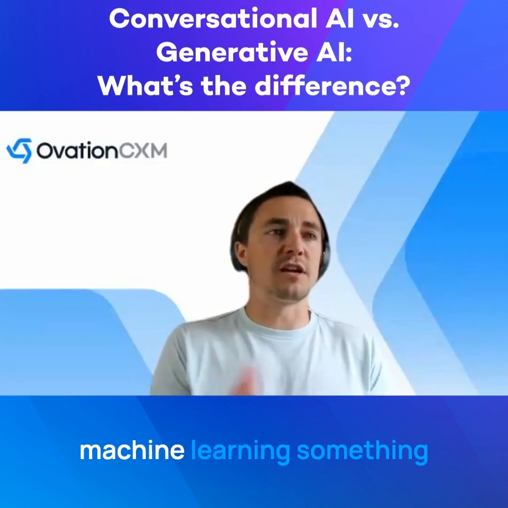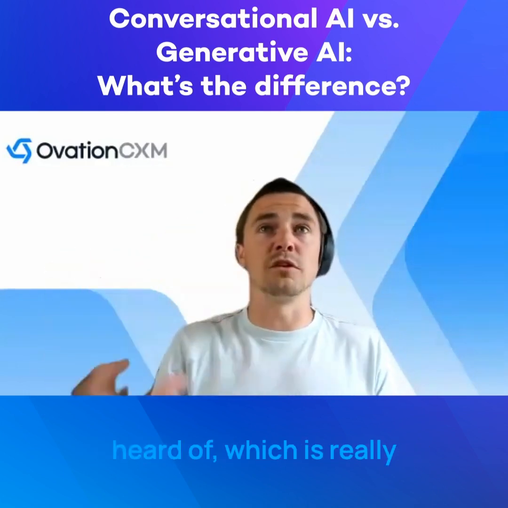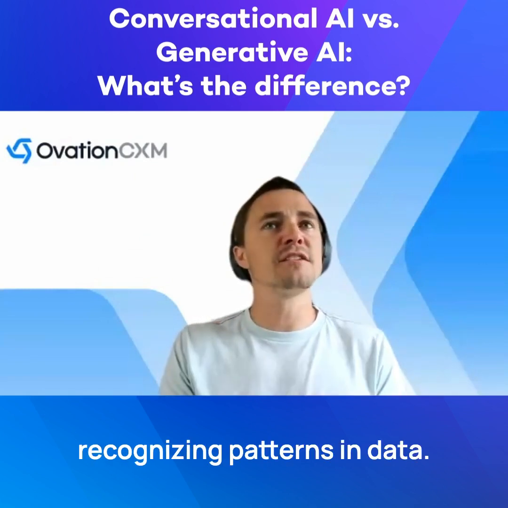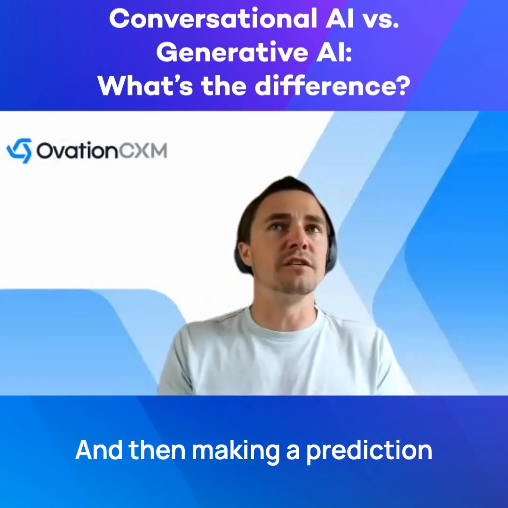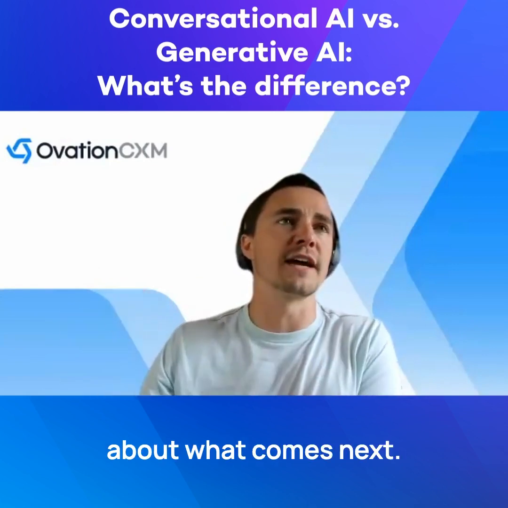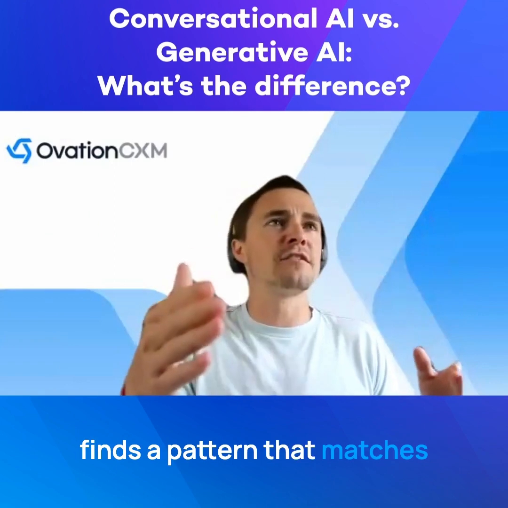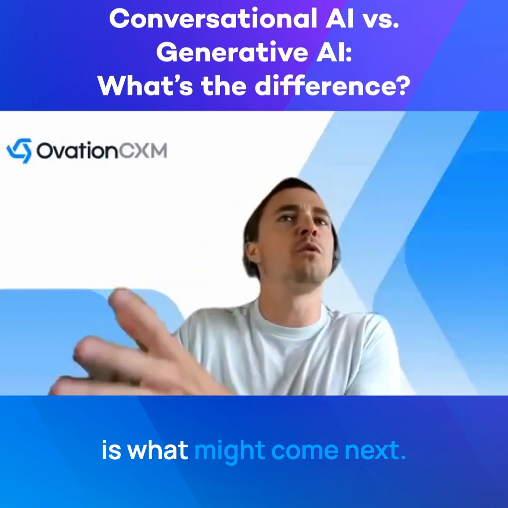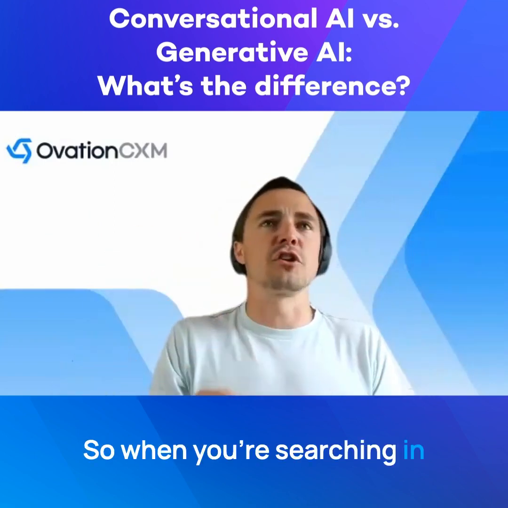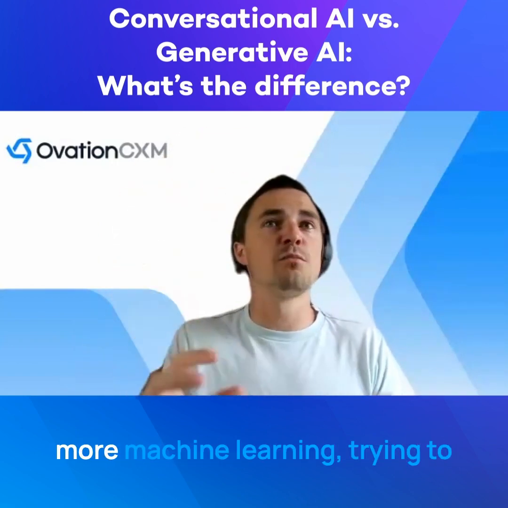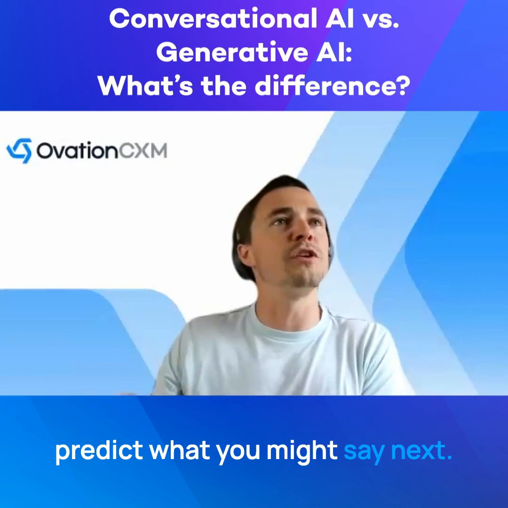Compare this to machine learning, something that most people will have heard of, which is really focused on learning and recognizing patterns in data and then making a prediction and a classification about what comes next. Something comes in, it looks at all the data it has, finds a pattern that matches it, and gives you, hey, this is what might come next. When you're searching in Google, you type in a few words and you get all the predictions of what you might finish with. That's more machine learning, trying to predict what you might say next.